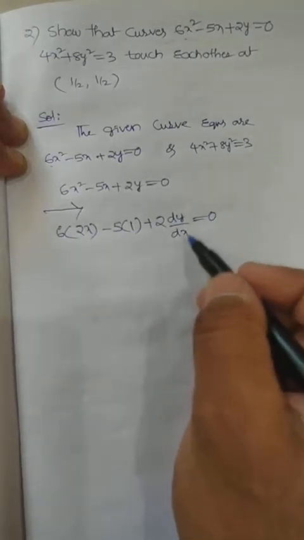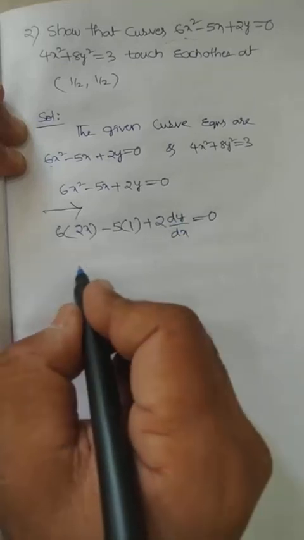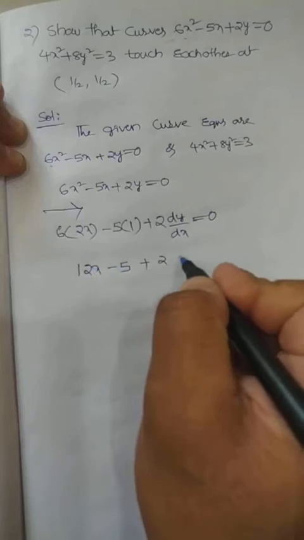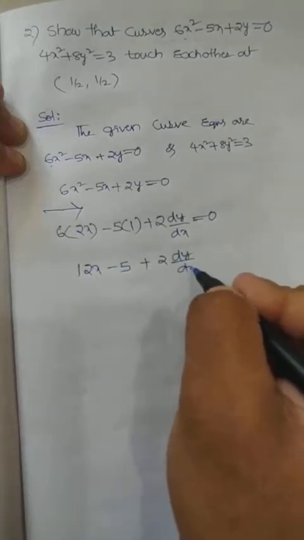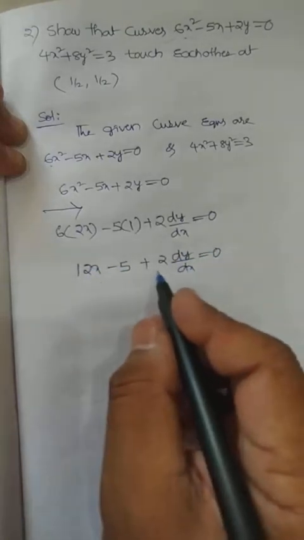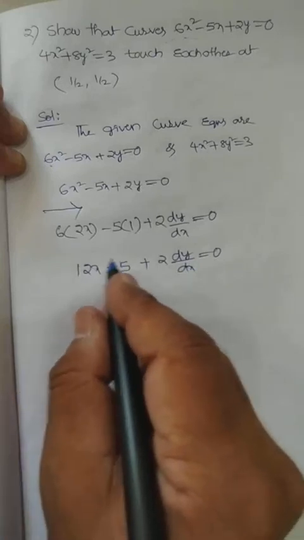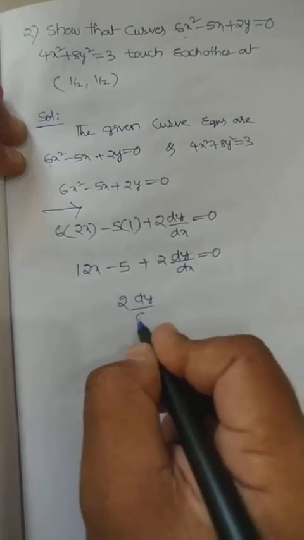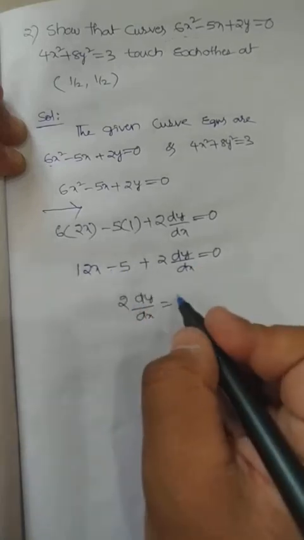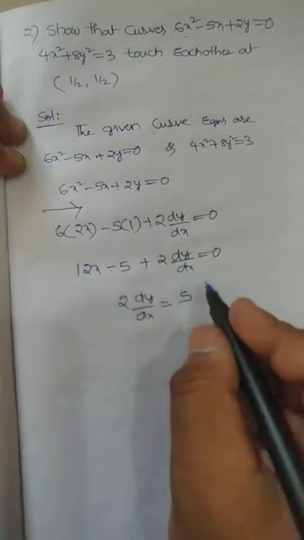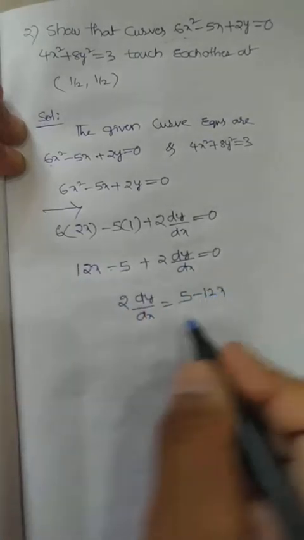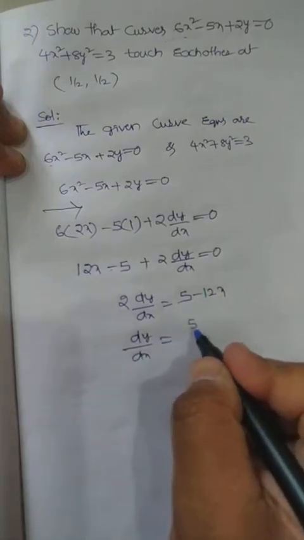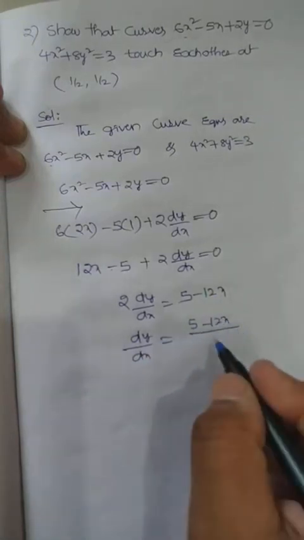From this, what do we get for dy by dx? 12x minus 5 plus 2 into dy by dx is equal to 0. So I am going to take these two terms to this side. 2 into dy by dx is equal to minus 5 gets plus 5, plus 12x gets minus 12x. So dy by dx is 5 minus 12x by 2.